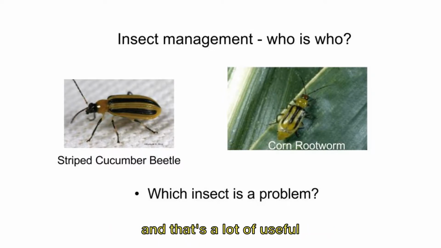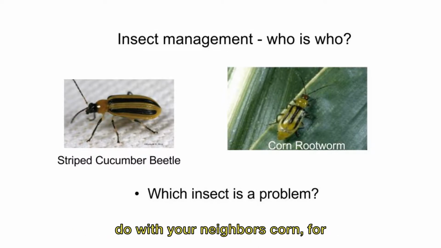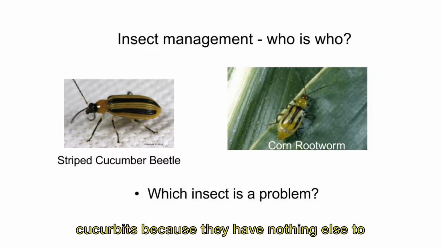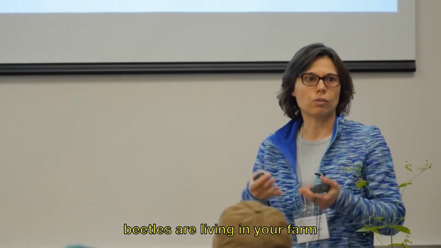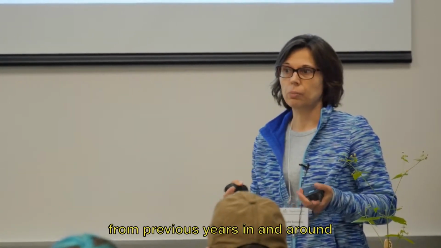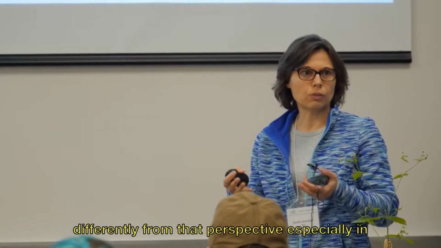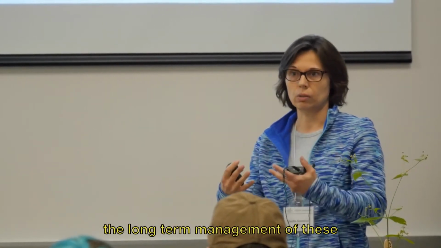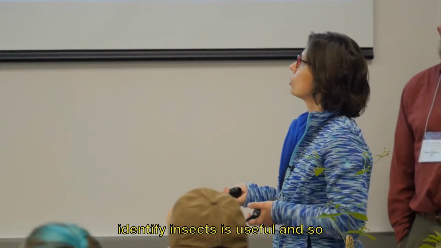And that's a lot of useful information, because then you know whether that insect might have something to do with your neighbor's corn, for example, and they've rotated out of corn, and now all the corn rootworms are coming over and visiting your cucurbits because they have nothing else to feed on, or whether the cucumber beetles are living on your farm and you're growing your own cucumber beetles in debris that you leave from previous years in and around the fields. So you would manage them and look at them differently from that perspective, especially in the long-term management of these two insects. So being able to identify insects is useful.